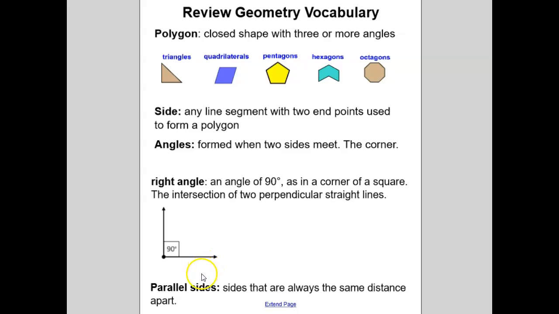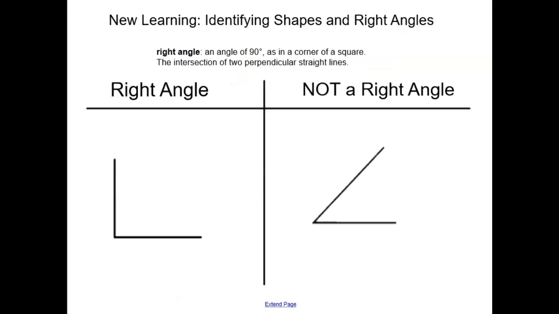Precisely, this is a right angle because it's where 2 perpendicular straight lines come together. We know that parallel sides are sides that are always the exact same distance apart. They never get closer together, and they're facing the same direction. Let's review a little bit more. So you know right angles are just like the perfect corner of a square. It's where 2 perpendicular straight lines come together. So pause the video and explain why this is a right angle and this is not.